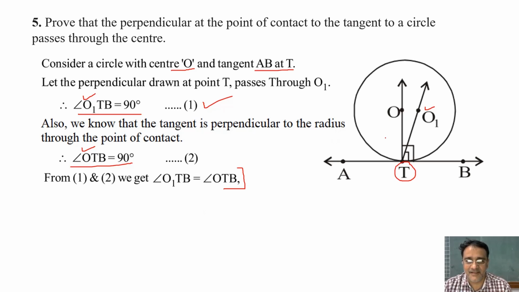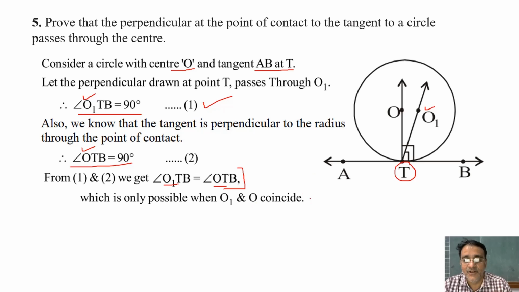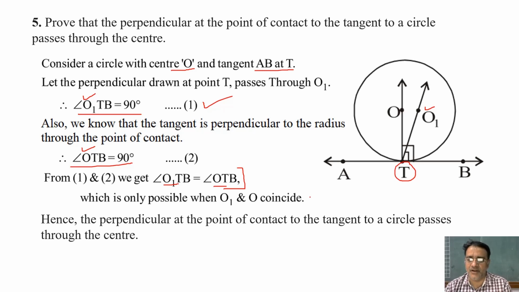Because they should coincide with each other. Why is this not possible? Because from this we can conclude that O1T is parallel to OT, which is not at all possible because parallel lines do not have any common point. So this is possible only when O and O1 coincide with each other, right? Therefore, our assumption is wrong. Hence, the perpendicular at the point of contact to the tangent to a circle passes through the center.